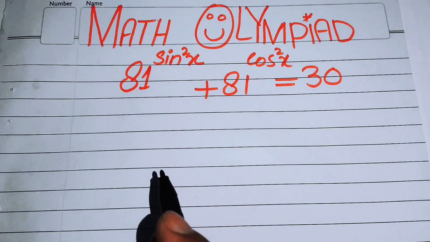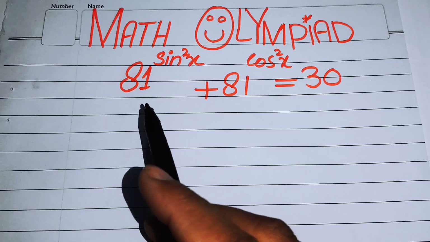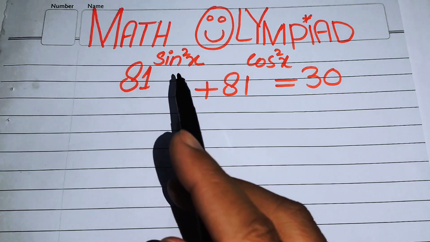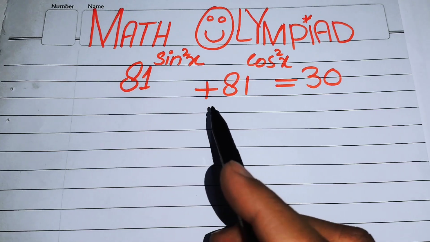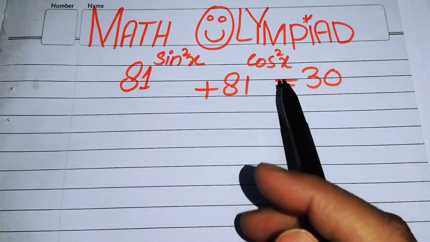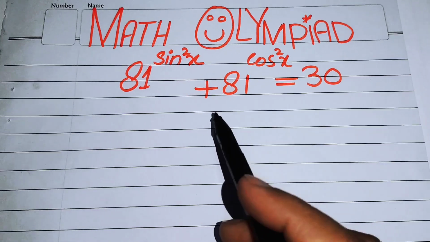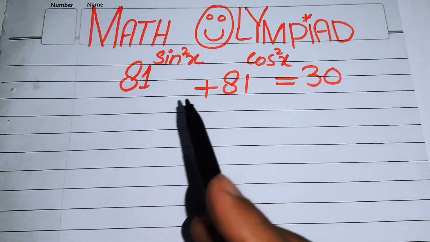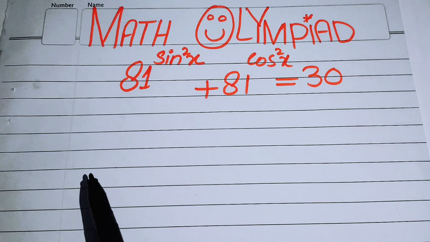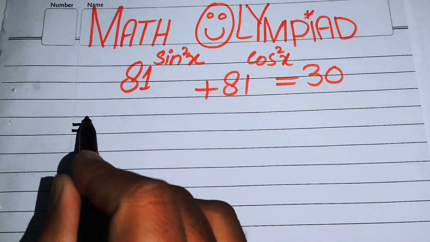In this video we are going to solve this nice algebra problem, and here we have 81 to the power sine squared x plus 81 to the power cos squared x equals 30, and we will solve this problem for the values of x. So the very first thing we are going to do is rewrite this equation.